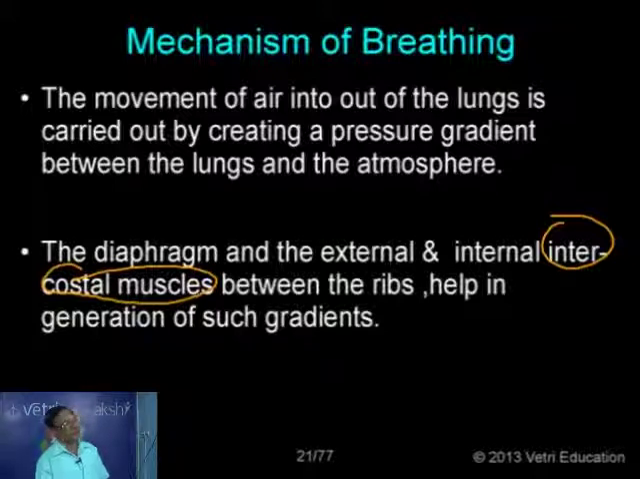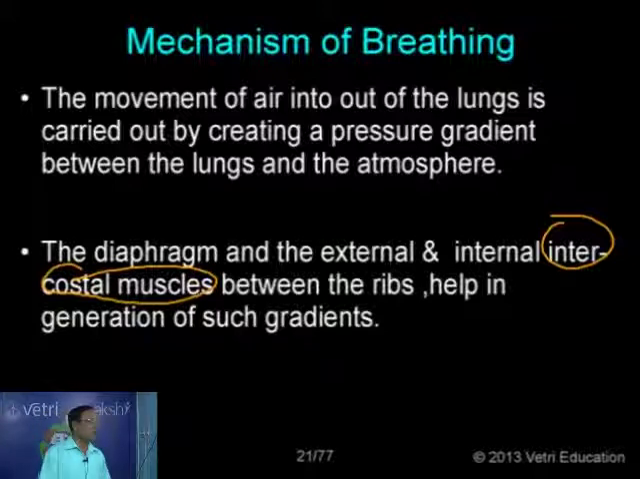There are two types of intercostal muscles, external and internal. The contraction and relaxation of these two muscles are responsible for bringing about the process of breathing, along with the muscles of the diaphragm. The diaphragm is also formed of radial muscles and circular muscles. So the muscles of the diaphragm also take part in bringing about the pressure gradient. The pressure difference between the lung cavity and the atmosphere is brought about by the diaphragm muscles and the external and internal intercostal muscles.